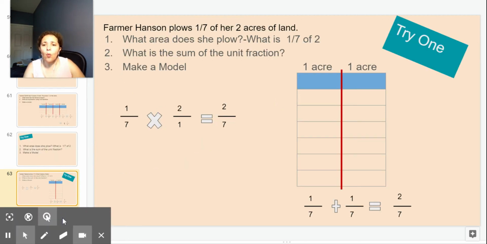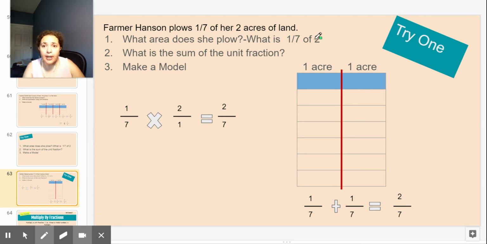Okay, so what area does she plow? What's 1/7 of 2? So 1/7 of 2 means multiplication. So 1/7 times 2. Put a 1 underneath. 1 times 2 is 2. 7 times 1 is 7. 2 sevens. Okay.